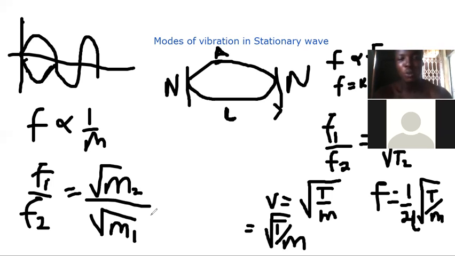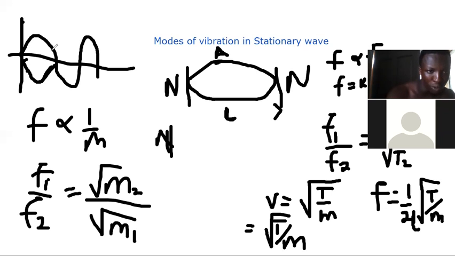Now, this one is the fundamental overtone. Now, when we have the first overtone, we are going to get something like this. That means for the second overtone, we are going to consider the whole of this. So we are going to get something like this.